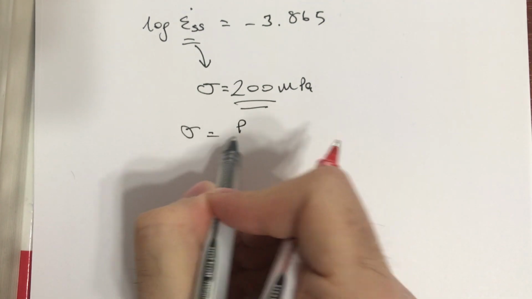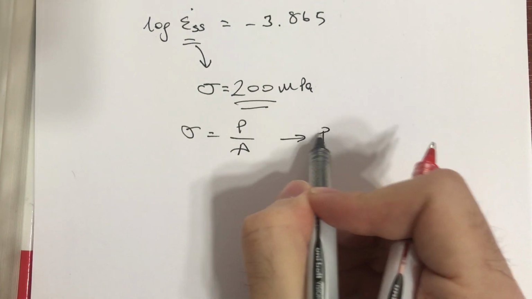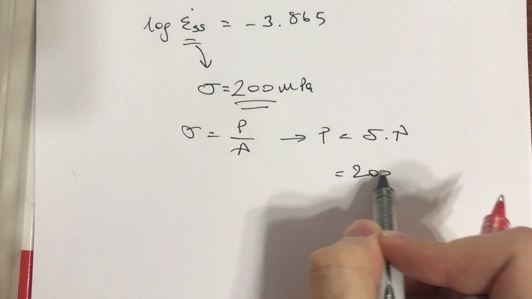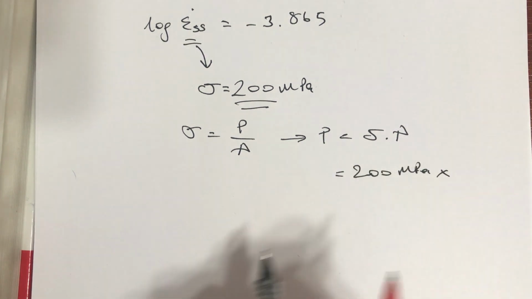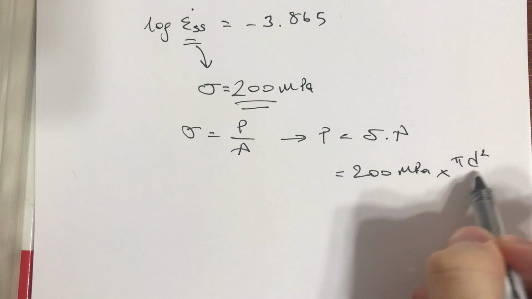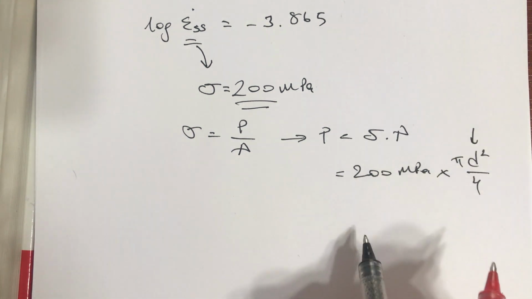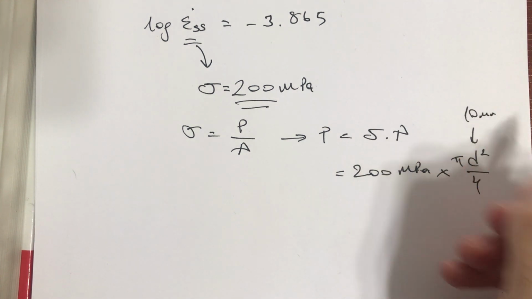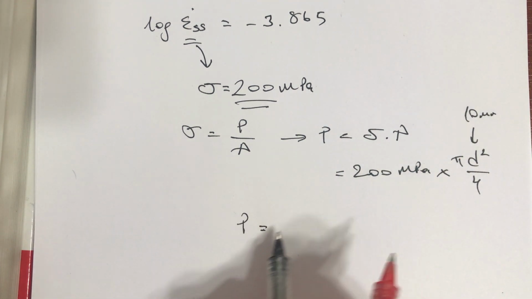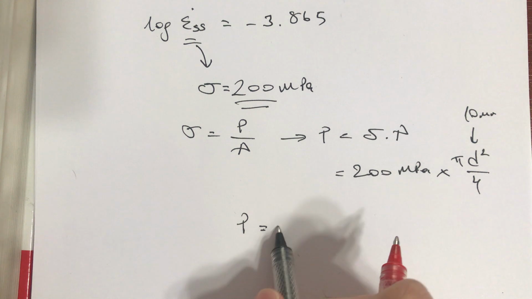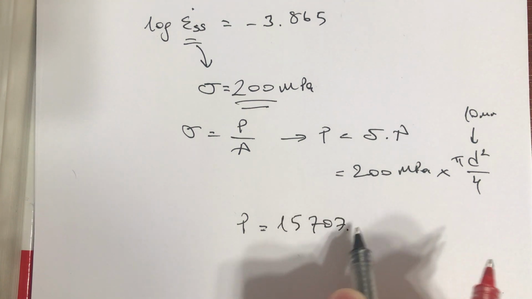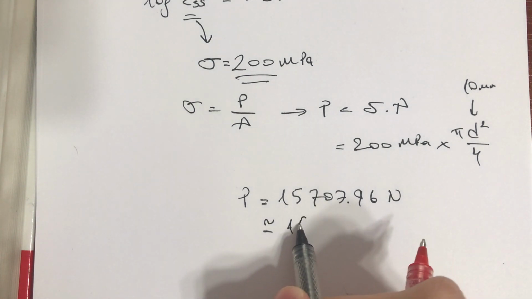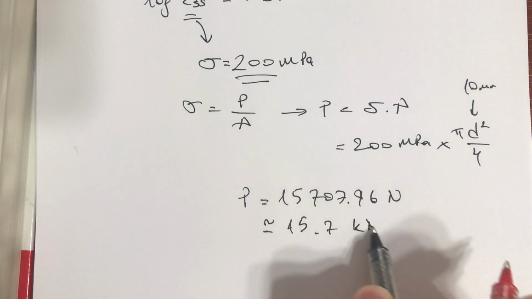So sigma is P over A, so the load is sigma times A. We know sigma to be 200 megapascals, multiplied with cross-sectional area of pi d squared over 4. We know that d is 10 millimeters in diameter. From here you calculate the load as 15,707.96 newtons. That turns out to be 15.7 kilonewtons.